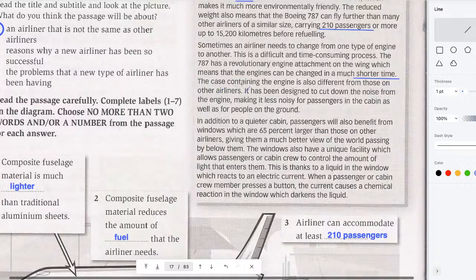Oh, I see something like the case containing the engine, right? Is also different from those on other airliners. It has been designed to cut down the noise. So you underline noise.